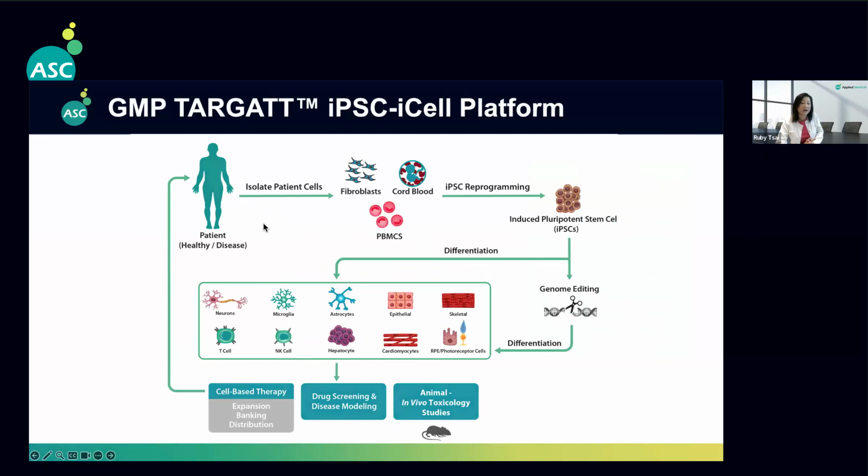So this really creates a platform which can be used for many different cell type products, right? So what we have here is a GMP target iPSC iCell platform. Basically we have iPSC with the target landing pad that can be gene edited to insert any genes of interest. And then these genetically engineered iPSCs can be differentiated to many different types of cells. And these cell products can be used for cell-based therapies and can also be used for drug screening, disease modeling, and also for in vivo preclinical studies.